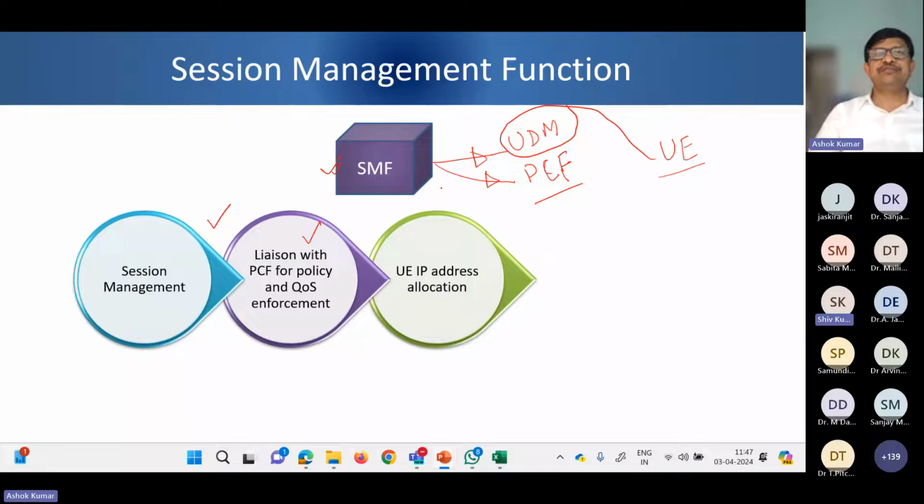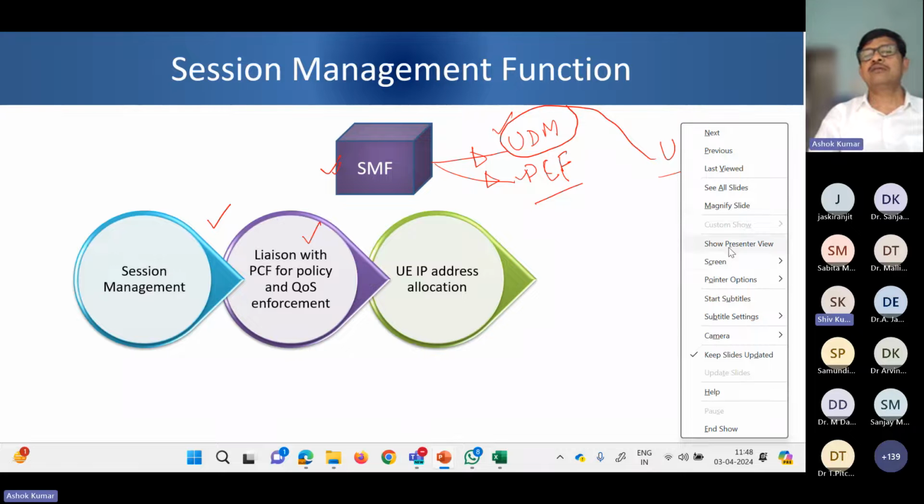Because if the user has not subscribed to some service, SMF should not create that kind of PDU session and quality of service for that user. So based on subscription only, services are provided. For that matter, it has to consult UDM and PCF. Is that okay? Yes, sir. Great.